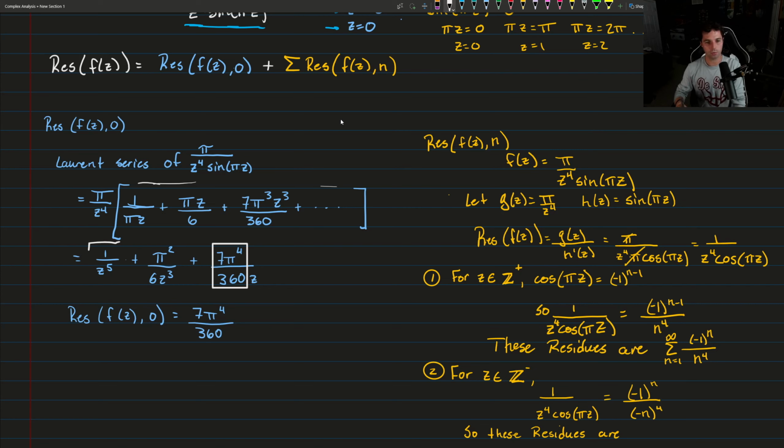And this is the one that we're worried about, right? This is the z to the -1 term, which is the residue. So in this case, the residue of f(z) at 0 is going to be 7 pi to the fourth over 360. Okay, so we're just going to leave that there for now. That's important, and we'll come back to that in a second.